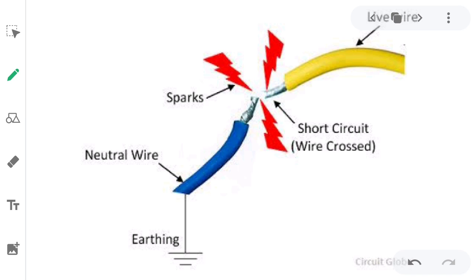Now here you can see in the picture, two wires are in contact. The live wire and the earth wire flow parallelly. But if they come in contact directly, then what will happen? The current will start flowing.